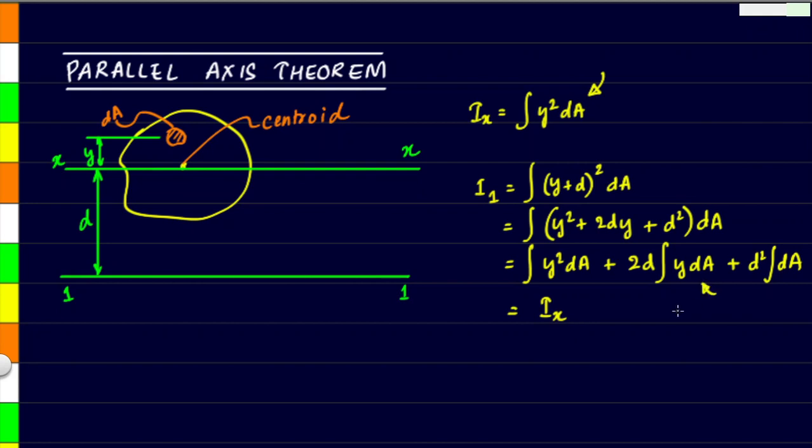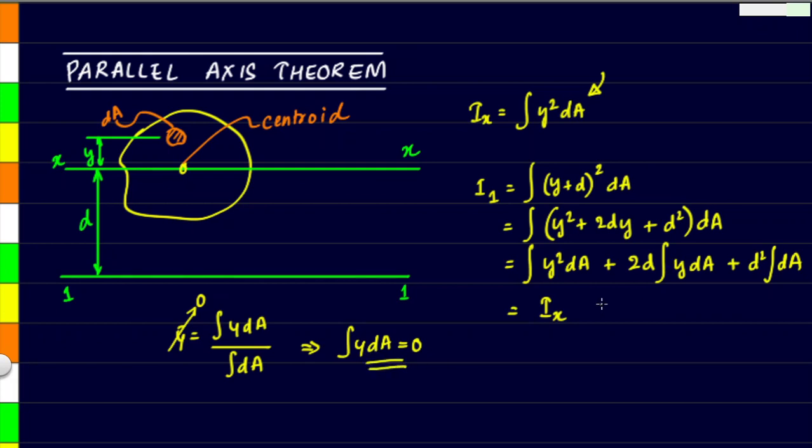For this term, we will be using the definition of centroid. We know the formula for centroid is integration of y dA divided by integration of dA. Now because the centroid is located on the x-axis itself, the y bar value will be 0 for us in this particular case, and hence when we transfer this over to the other side, that as well becomes 0. So that implies that integration of y dA is equal to 0, especially when the centroid is located on the x-axis itself.